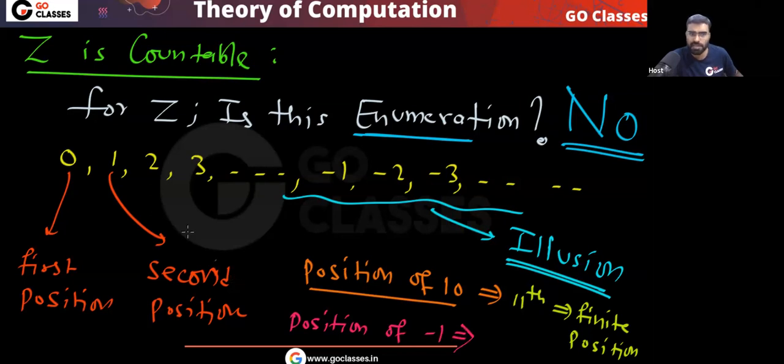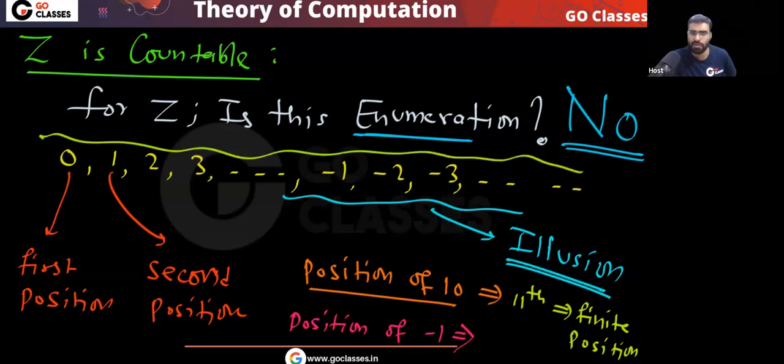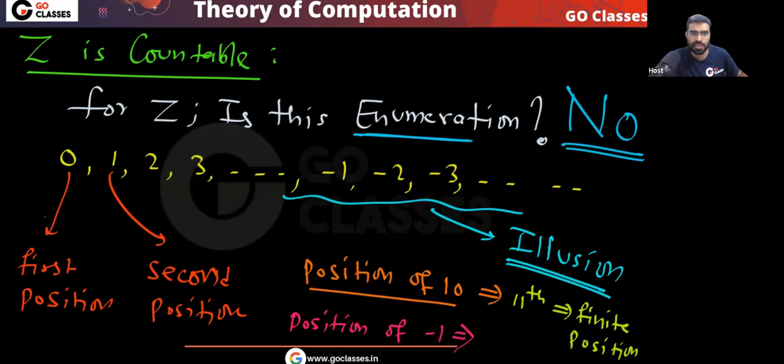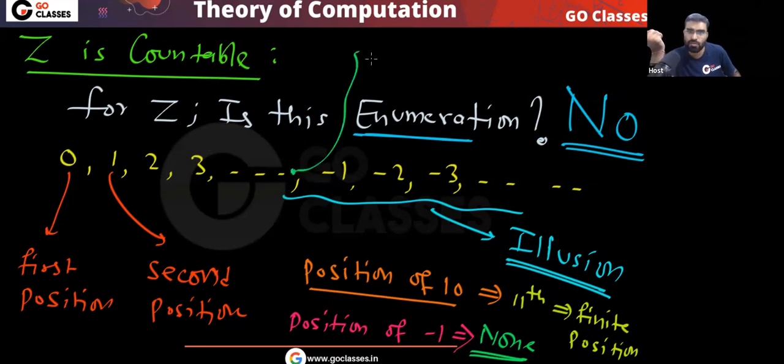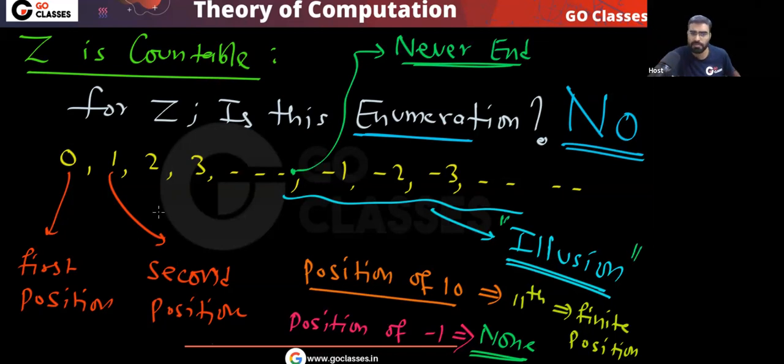In this sequence I have given you, first position 0, second position 1, third position 2, and the position of 10 is the 11th position. Now give me the position of -1. None. -1 will never appear because this itself will go to infinity. This will never end, right? So this is just an illusion. -1 will never appear. Is this clear?